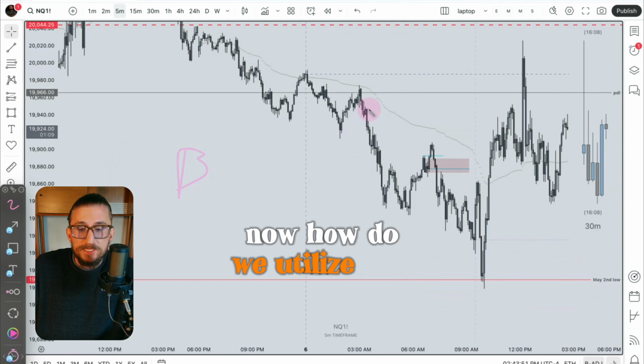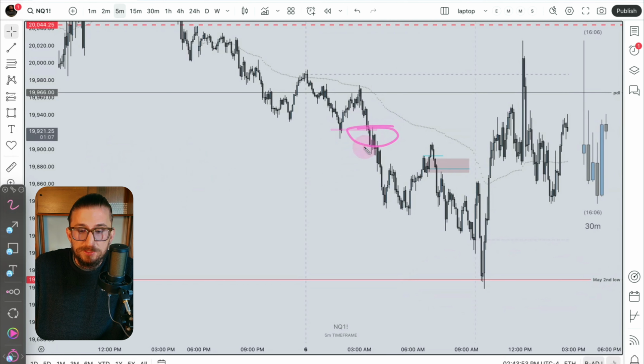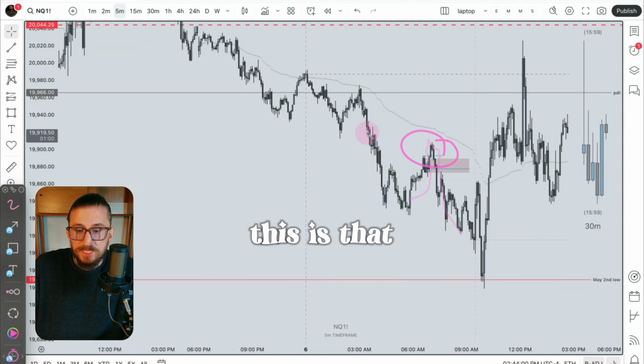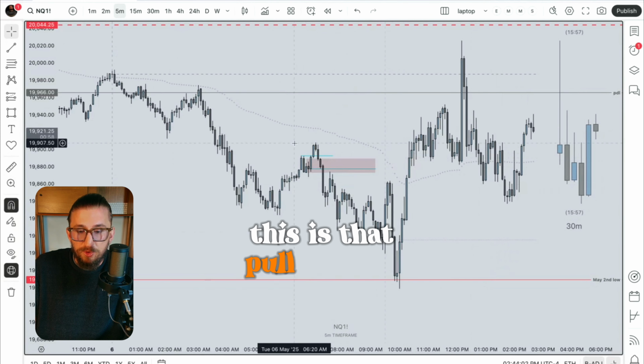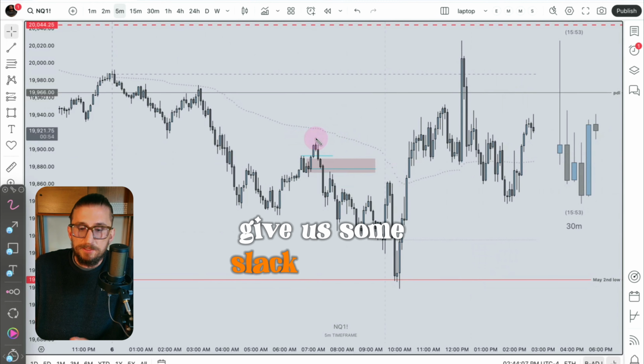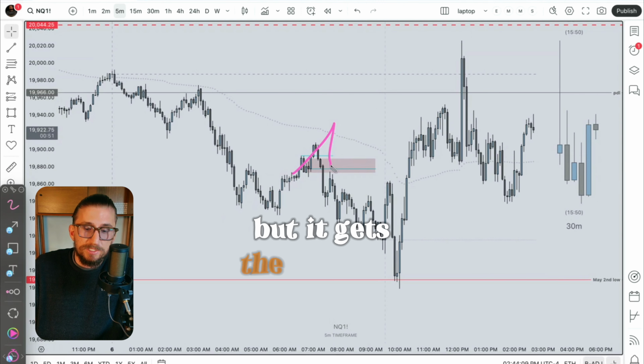Now, how do we utilize this? We could have shorted on this. We could have caught this continuation, or we look for that mid-trend pullback, right? This is that get involved in the trade. This is that pullback to VWAP. Obviously, it's a little off. Give us some slack. Could be better, right? But it gets the job done.